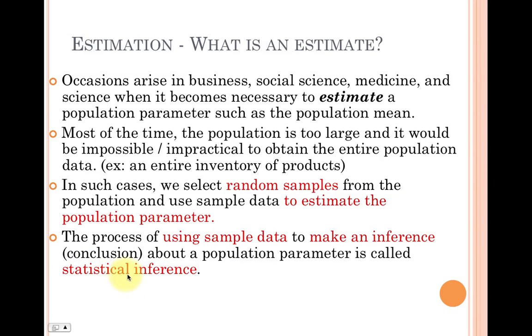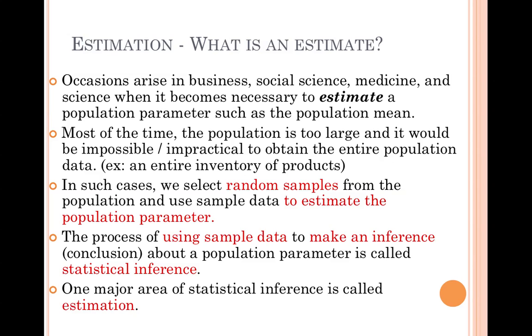So you may remember from the beginning of the course our discussion on the branch of statistics called inferential statistics, and that branch was all about using samples to come to conclusions about populations. So one major area of statistical inference is estimation. That's what we're going to do now. So the process of taking a sample from a population, finding that sample mean, and then using that sample mean to estimate the population mean is basically what we're going to do in this chapter.